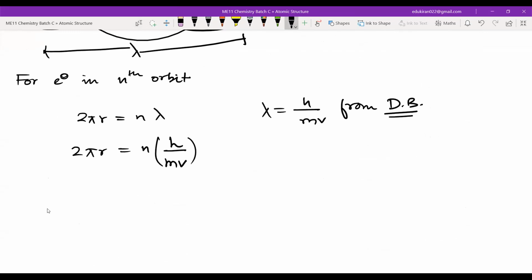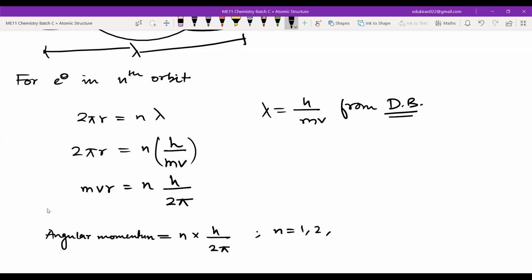Now you can see it is very simple. We will substitute this mv there. So mvr is equal to nh upon 2 pi, right? Have you learned rotational motion, angular velocity, angular momentum? Yes, sir. Momentum is mv, and mv into r perpendicular, the radius, is the angular momentum. So here mvr is the angular momentum, which is equal to n, an integral multiple of h upon 2 pi. Here n should be 1, 2, 3, and so on.